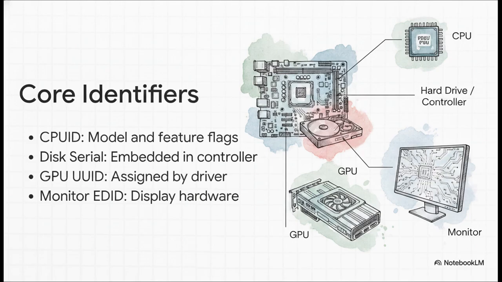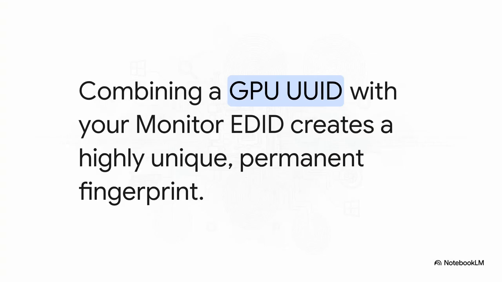We also have your GPU UUID and even your monitor's EDID, which perfectly identifies the specific display hardware you are staring at right now. And when you put those last two together, things get quietly, wonderfully creepy. Combining a GPU UUID with your monitor EDID creates a highly unique, permanent hardware fingerprint. Why does this matter? Well, because Windows, and essentially any DirectX application, can read these specific combinations without requiring any special administrative privileges whatsoever.